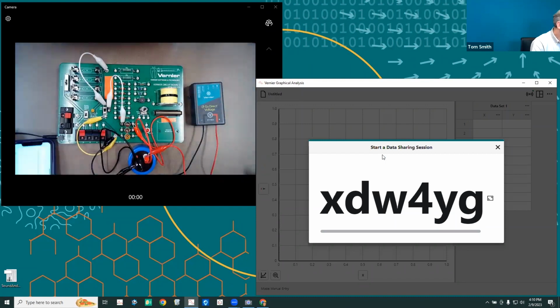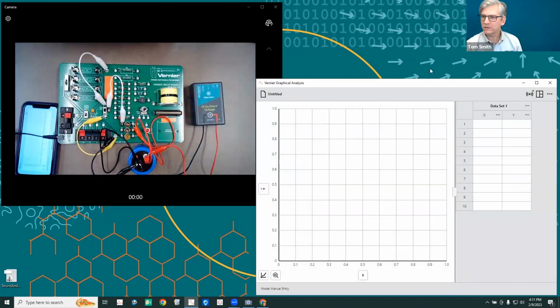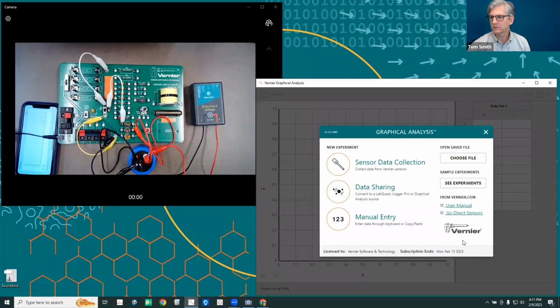When I connect my sensor to Graphical Analysis, that will show up there as well. So I'll go ahead and do that now. If you're trying to follow this along and have any questions about getting connected, just throw Josh a note in the chat. So at this point, I'm going to go ahead and start a new experiment.